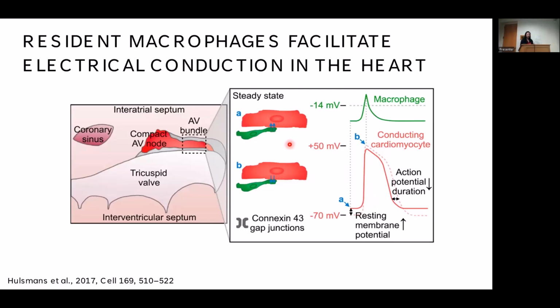Resident macrophages in the heart are doing some really important functions as well. For instance, they are known to facilitate electrical conduction in the heart, and macrophages sit near the AV bundle, which is where the conduction goes from the atrium into the ventricles. If you deplete or remove the resident macrophages, you actually develop complete heart block. So in the absence of these macrophages, the connections and gap junctions that allow conduction through the AV bundle actually stop or go away.